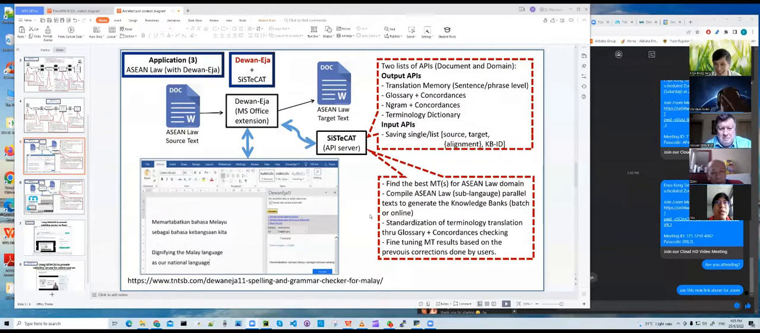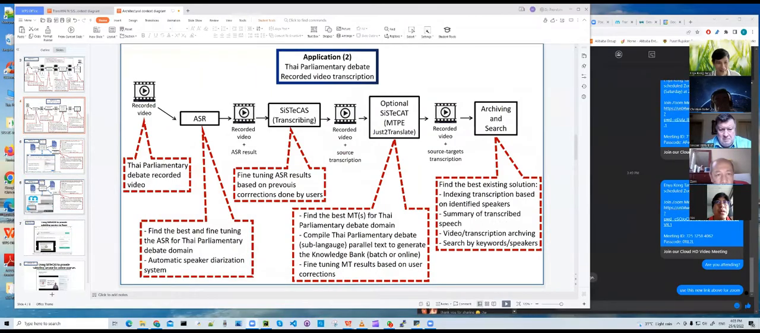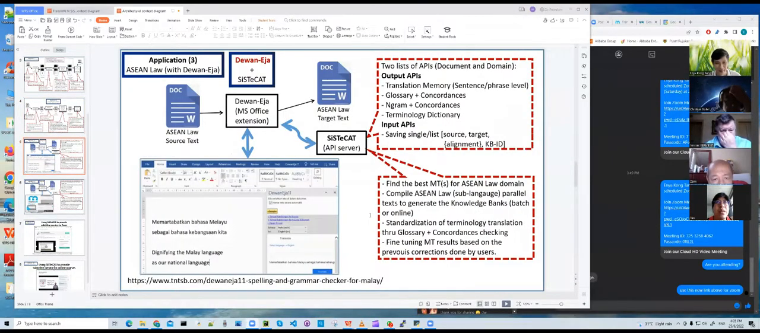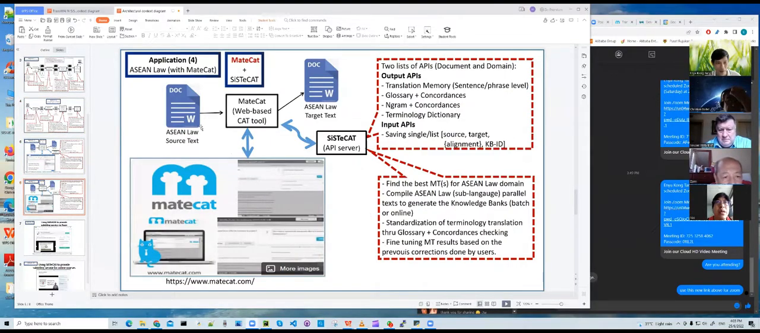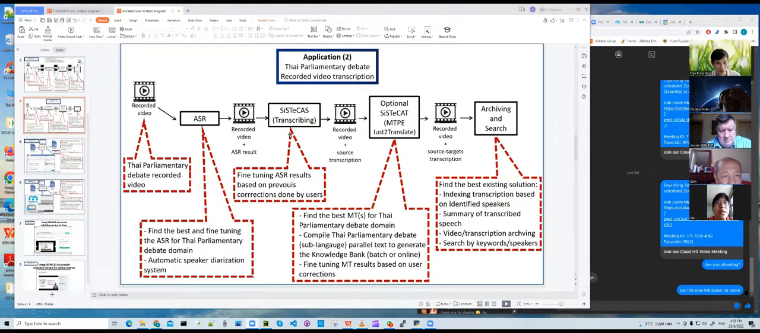Oh, yeah, this one. Yeah. ASEAN law. No, ASEAN law. The Thai one. Before this. Yeah, here, before this. This one. This is parliament debate, different project. These are two different projects. One to record now the parliament debate. The other, this one, was what I was asking about. The one after this is Malaysian, isn't it?